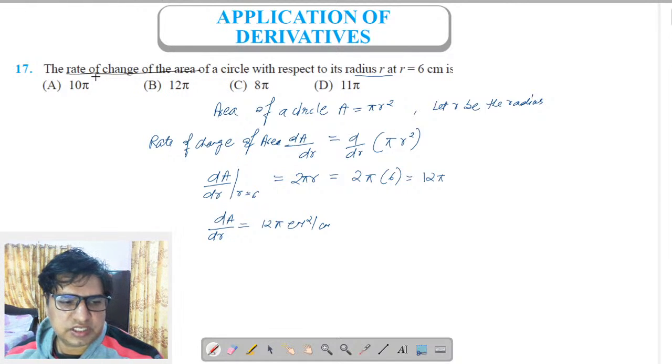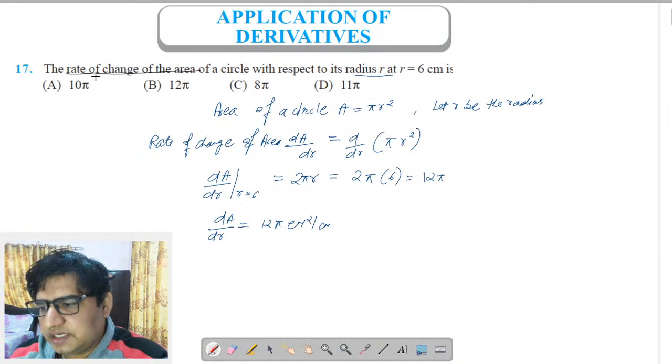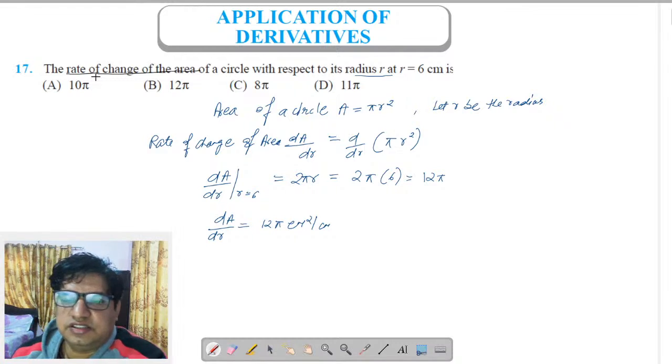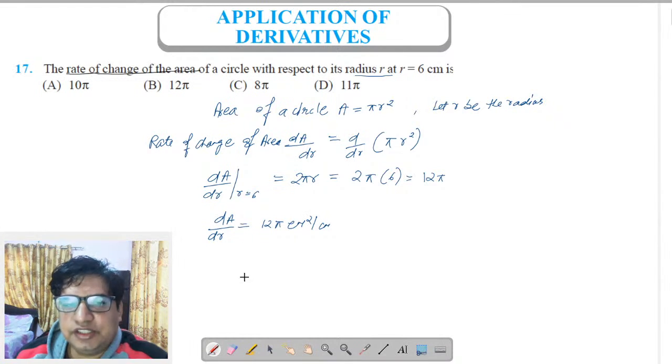So this type of questions are not very difficult to solve if you just follow the system: what is changing with respect to whom. That is the only thing you need to remember and figure out. The rest you can do easily, because everything else is differentiation which you must have discussed in class 11th in chapter number 5, okay. So let's try one more question from the same topic.